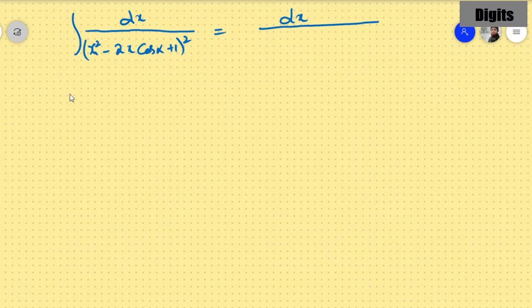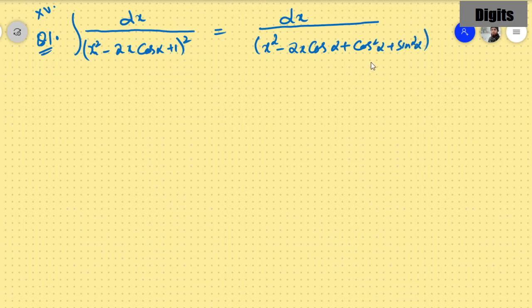This is a question from integral calculus, Example XV, question number 1: integral of dx divided by (x square minus 2x cos alpha plus 1) whole square. Now we will rewrite it as x square minus 2x cos alpha plus cos square alpha plus sin square alpha.